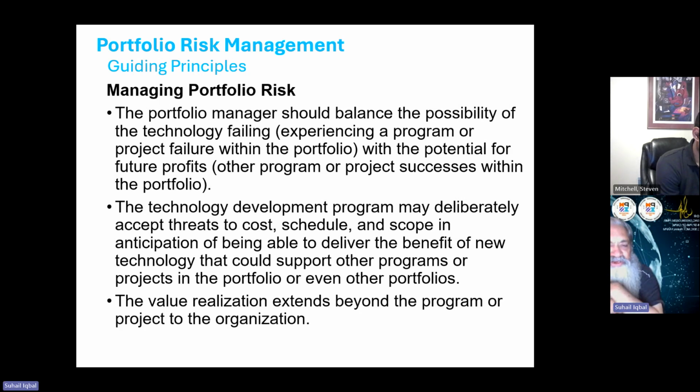As far as the technology development programs are concerned, they may deliberately accept threats to cost, schedule, and scope in anticipation of being able to deliver the benefit of new technology that could support other programs and projects in the portfolio or even other portfolios. The value realization extends beyond the program or project to the organization. So this is very, very complex.